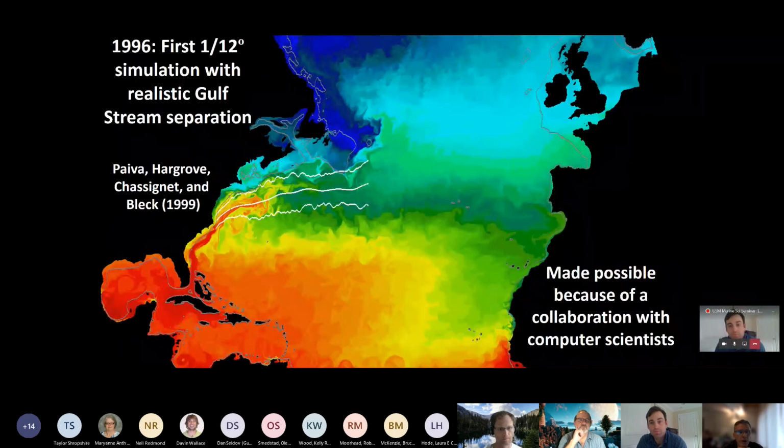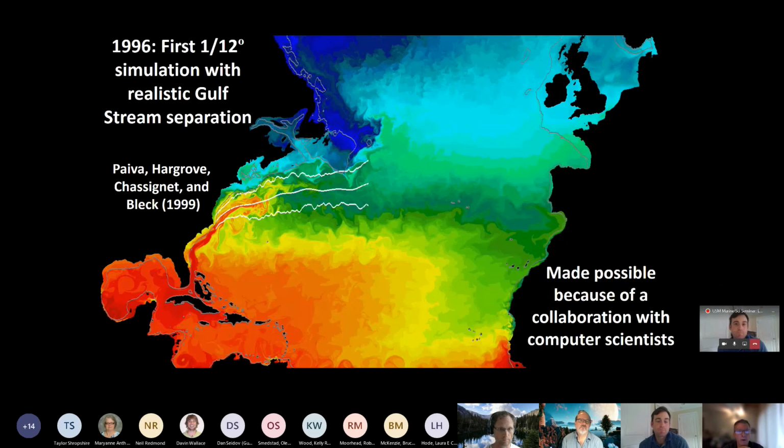So first, I'd like to talk about a breakthrough that was now close to 25 years ago, when we were able to run the first eddy-permitting or eddy-resolving North Atlantic simulation that showed a realistic Gulf Stream separation. And really, the big difference is that by working with a computer scientist, we were able to take advantage of the newly designed parallel computers and therefore increase the resolution. And that's really made a big difference.